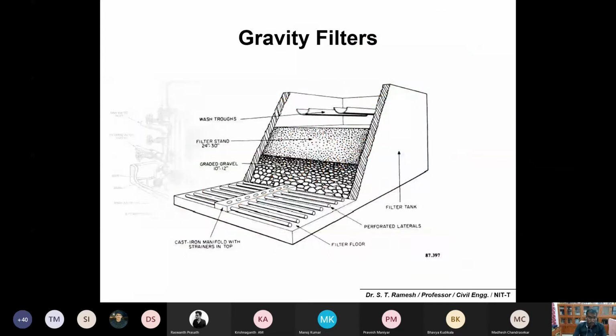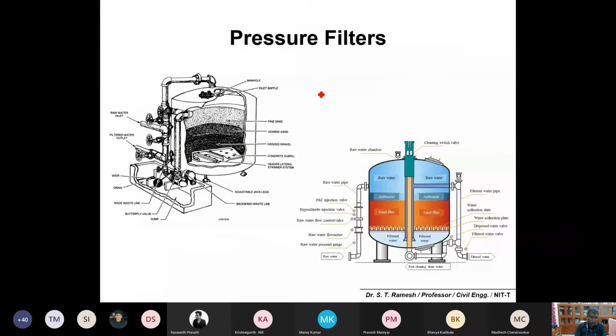Simple by gravity, but in some cases normal gravity may not be sufficient because you may have used a very small pore size packing medium. So normal gravity may not be sufficient, and you may go for pressure filters. In these, all your materials are kept inside a pressure vessel.